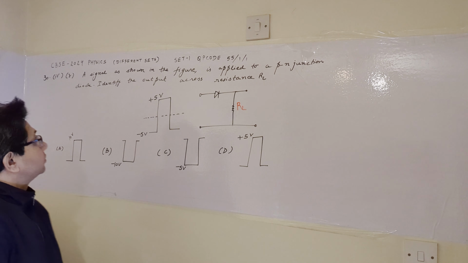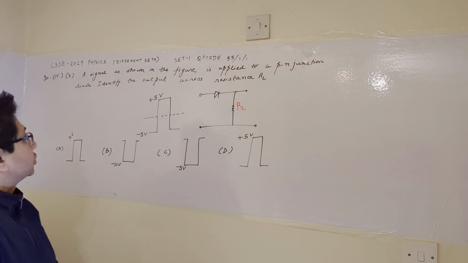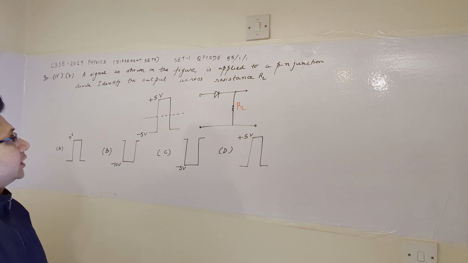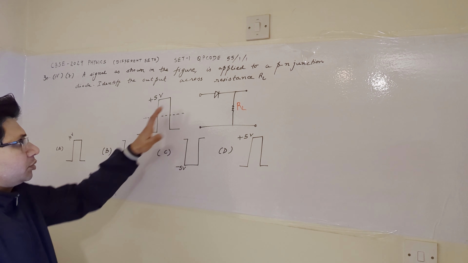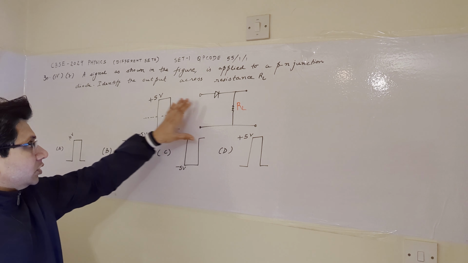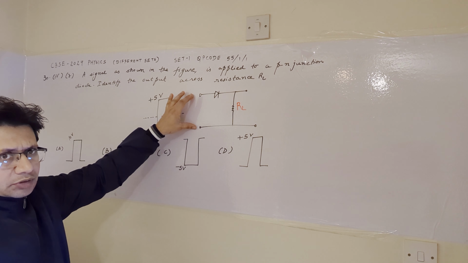The question is, a signal as shown in the figure is applied to a PN junction diode. Identify the output across resistance RL. And this is the particular circuit diagram which is given. This is the input voltage waveform which is applied at these two terminals.